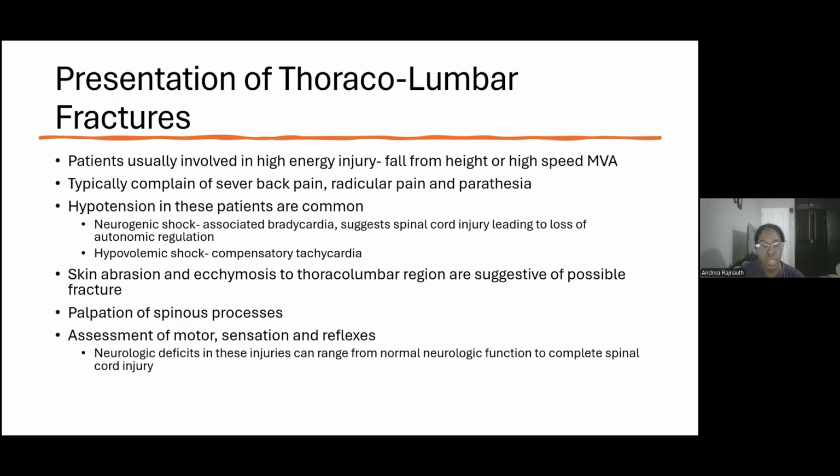Right? Skin abrasion and ecchymosis to the thoracolumbar region is suggestive of possible fracture. It's recommended that you palpate the spinous processes, looking for fluid collection, crepitus, increased interspinous distance, or localized tenderness. You will also do assessment of the motor sensation and reflexes. Neurological deficits in these injuries can range from normal neurologic function to complete spinal cord injury.